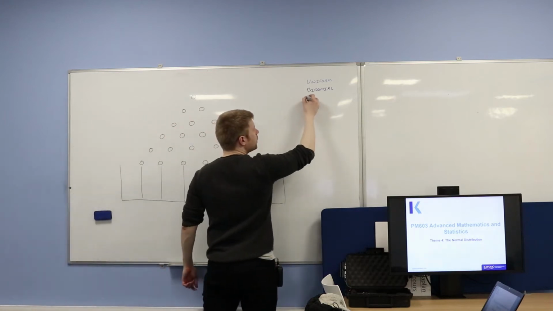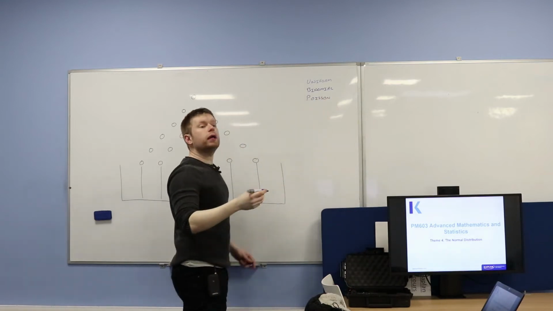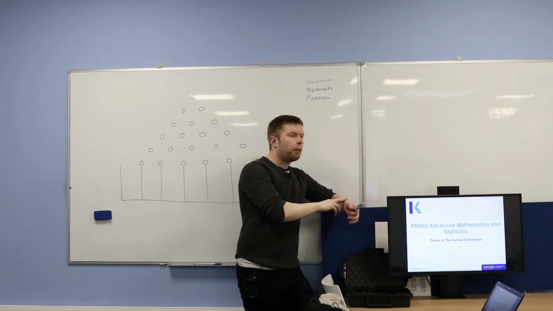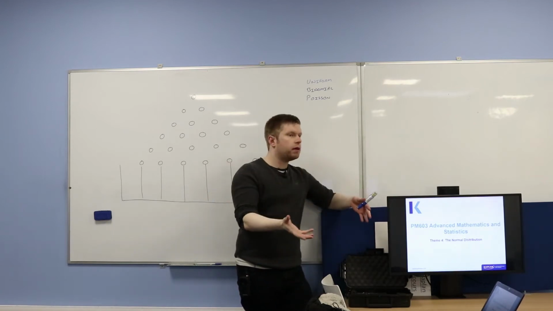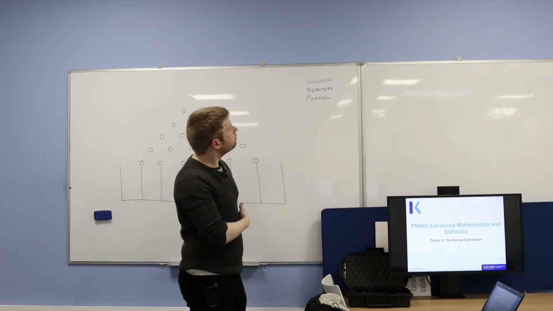What was a Poisson distribution again? Okay, so something happens at a constant rate. So, for example, your heartbeat or the number of tweets on Twitter per minute, and things like that. Good, so that was an example of a Poisson distribution.